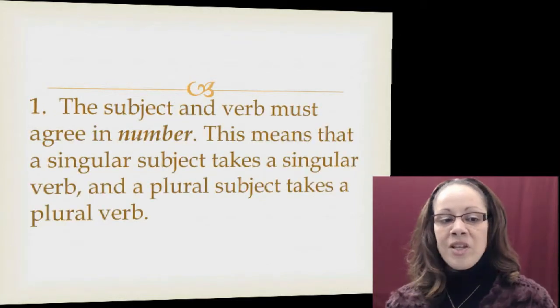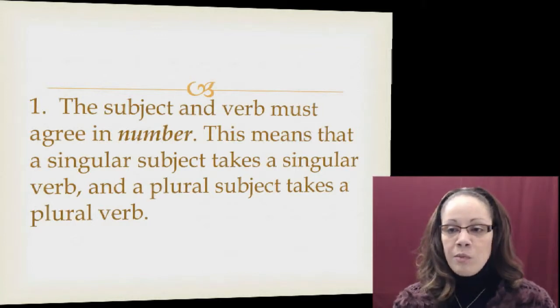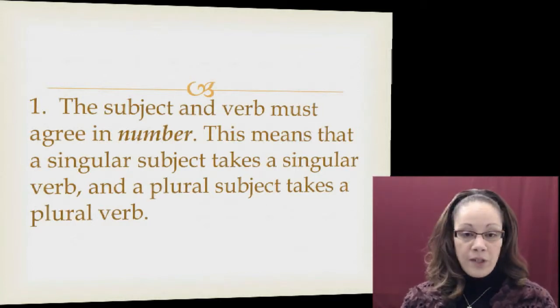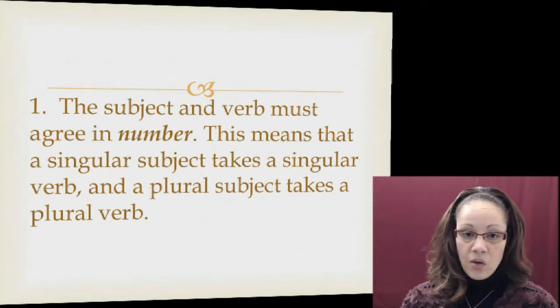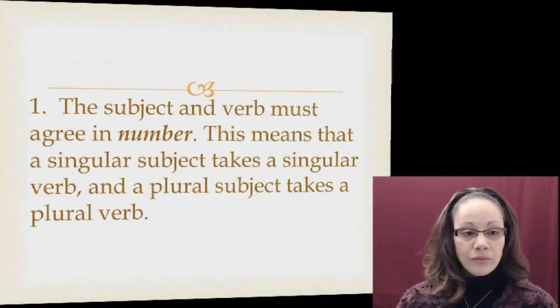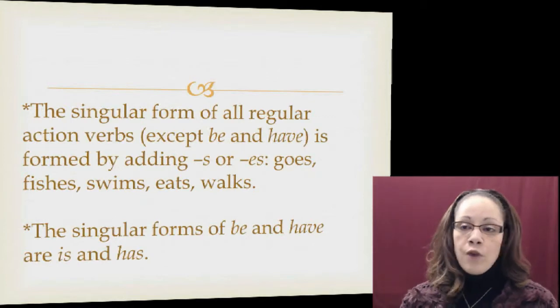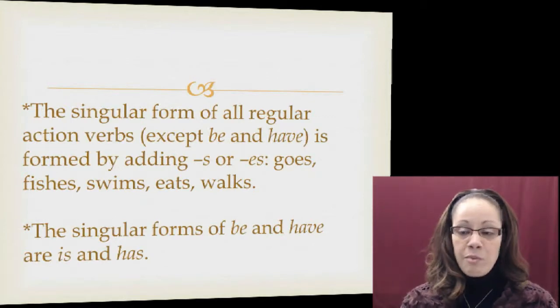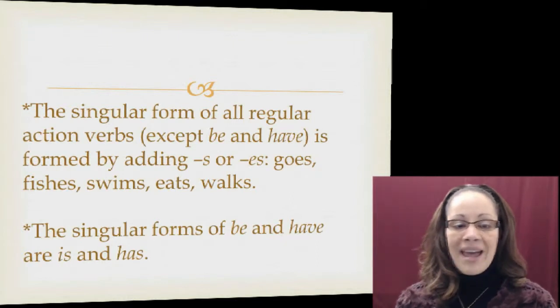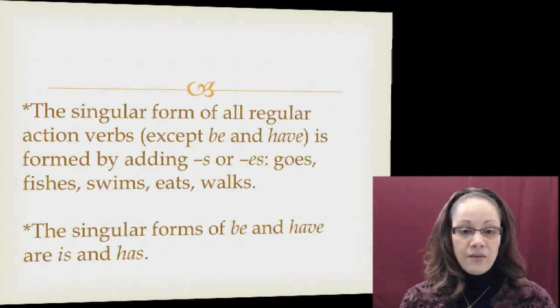is a subject and verb must agree in number. This means that a singular subject obviously takes on a singular verb, and a plural subject obviously takes on a plural verb. And the singular form of all regular action verbs, and we have two exceptions, be and have, is formed by adding s or es at the end of that verb.